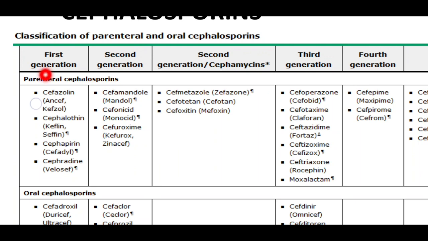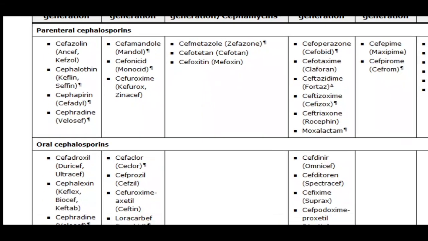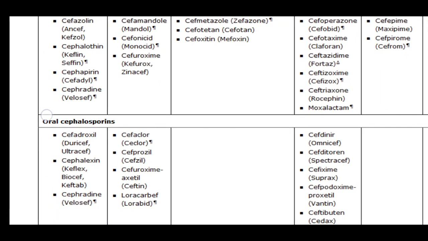In case of first generation, we have parenteral cephalosporins, which include cefazolin, cephalothin, cephapirin, and cephradine, which is present both parenterally as well as orally. Apart from cephradine, oral cephalosporins consist of cephalexin and cefadroxil.